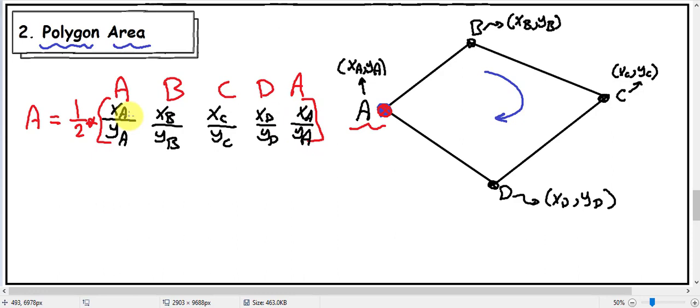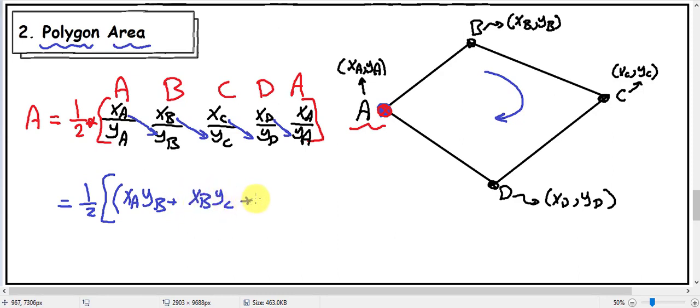Then the first diagonal will be multiplied together. XA multiplied by YB plus XB multiplied by YC plus XC multiplied by YD plus XD multiplied by YA. So here in the first bracket, XA YB plus XB multiplied by YC plus XC multiplied by YD plus XD multiplied by YA. This is the first diagonal.